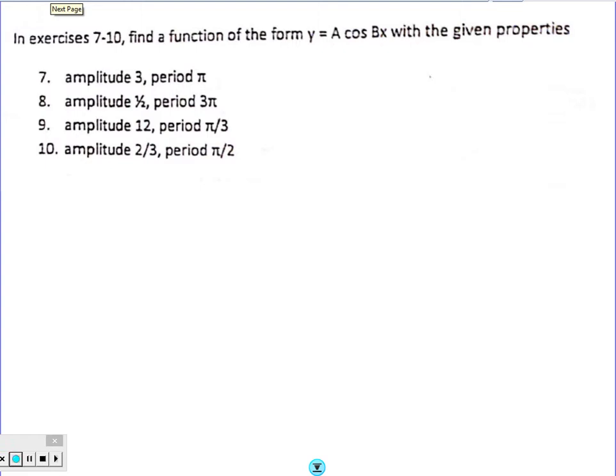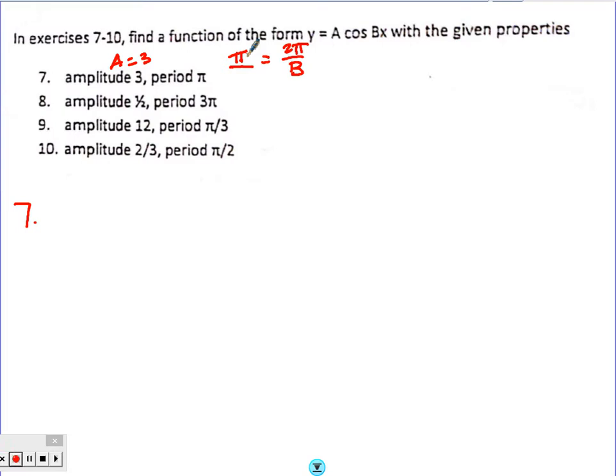Okay. In exercises 7 through 10, find the function of the form y equals a cosine bx with the given properties. Okay, I'll do one. You guys can do the rest. Amplitude is 3. A is 3. Period is pi. Okay. Let's see. The period is equal to 2 pi over b. So I have to figure out what b is given the period.